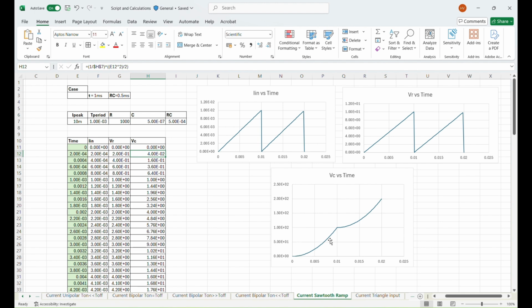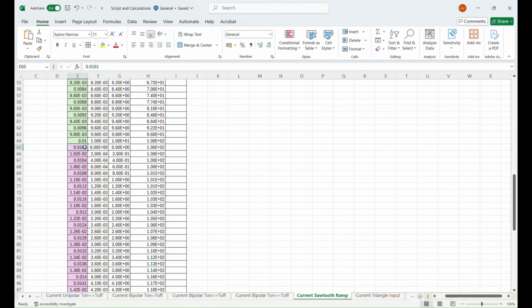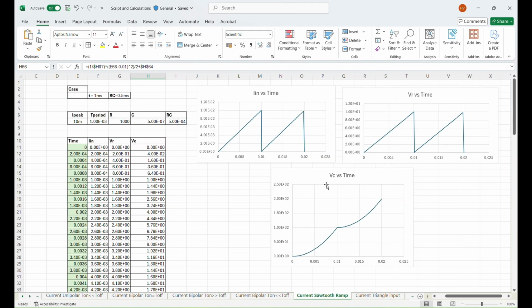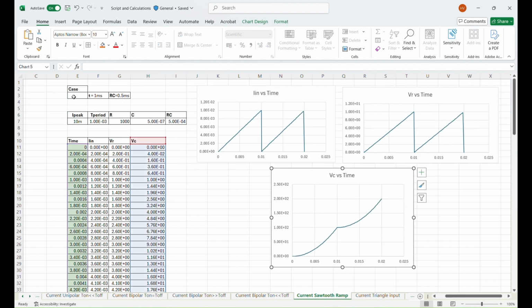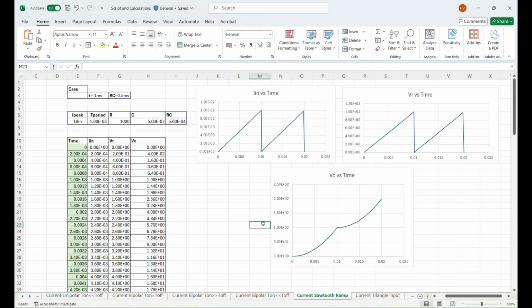Now this is how the voltage across the capacitor looks up to 10 milliseconds. Now at 10 milliseconds, the input current drops to 0. Hence, the voltage across the capacitor stays at 100 volts. On plotting the voltage across the capacitor values obtained, we can see this is how the graph looks. Let's simulate this and check.